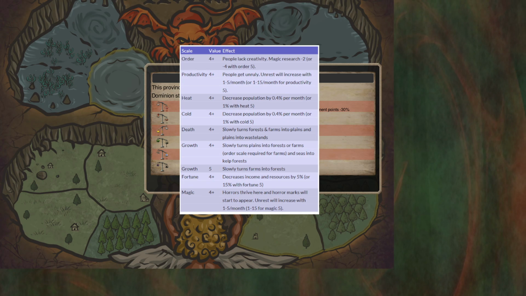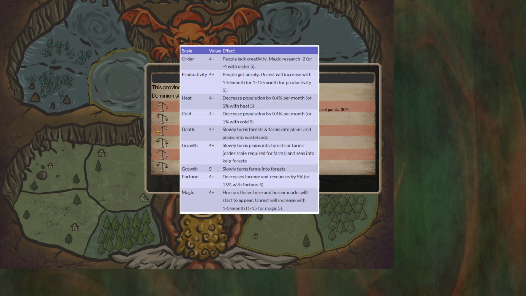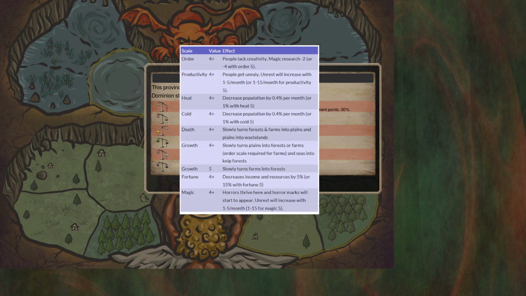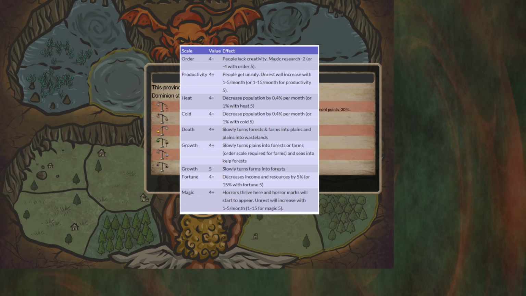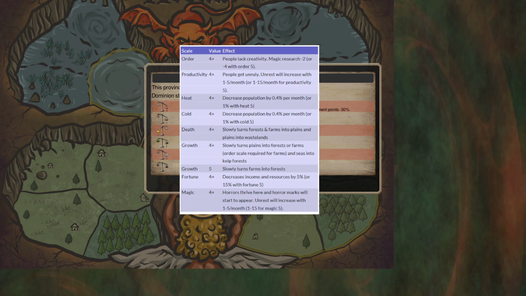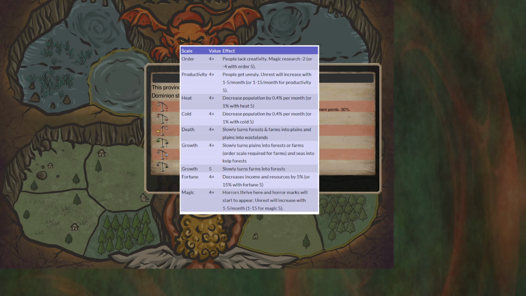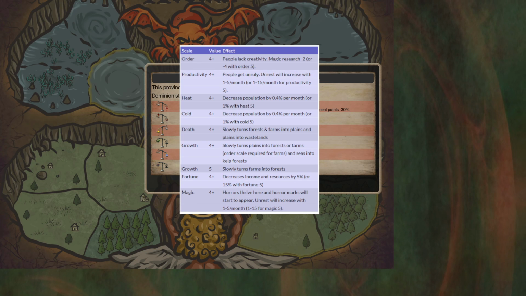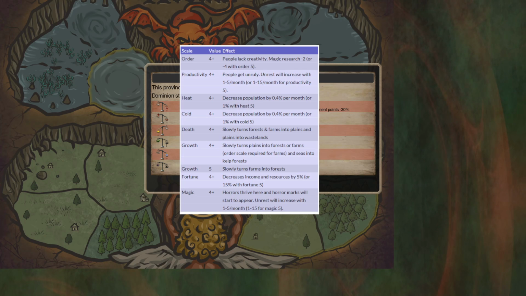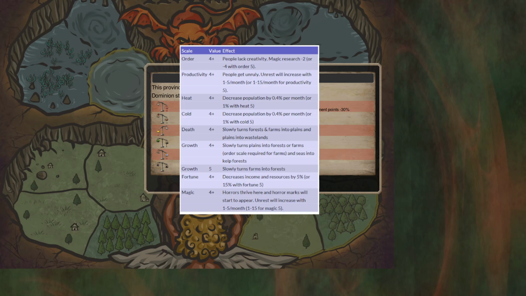At heat 4+, you decrease the population in a province by 0.4% per month or 1% for heat 5. Cold is exactly the same, but for cold 4 and cold 5. Having extreme heat or cold will cause your population to die very rapidly, especially if it's -5 or 5. Growth of 4+ slowly turns plains into forest or into farms if you also have an order scale. Additionally, seas will be turned into kelp forests. At growth 5, it will also additionally turn these farms into forests. If you have a death scale 4 or above, it will slowly turn forests and farms into plains and then plains into wasteland.